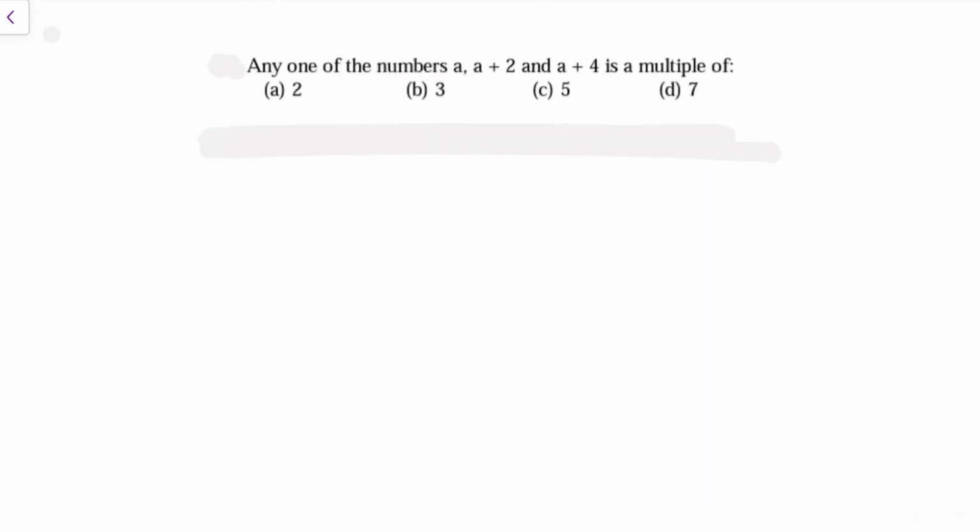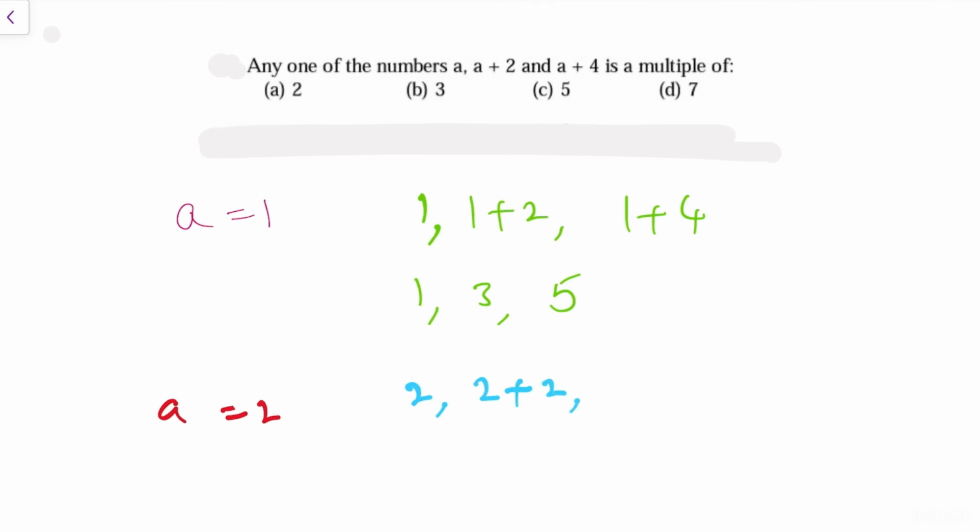Next, any one of the numbers A plus 2 and A plus 4 is a multiple of what? So we will take some numbers. For example, let us substitute A equals 1. First one is A, so 1. Next A plus 2, that is 1 plus 2, and A plus 4, that is 1 plus 4. So 1, 3, 5. For more confirmation, I am taking one more number, A equals 2. Then 2, 2 plus 2 is 4, 2 plus 4 is 6.